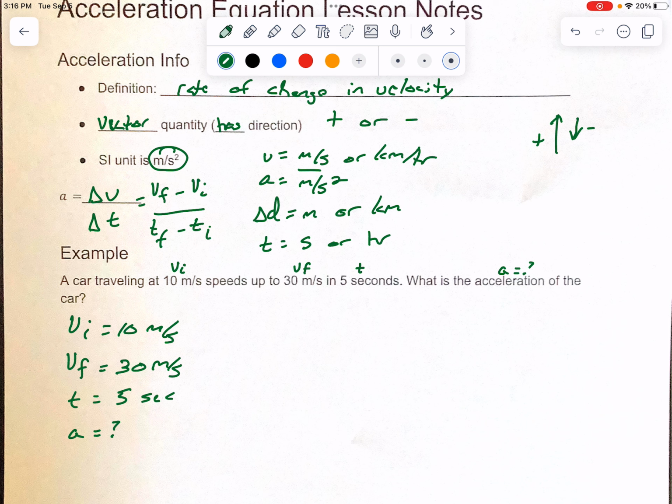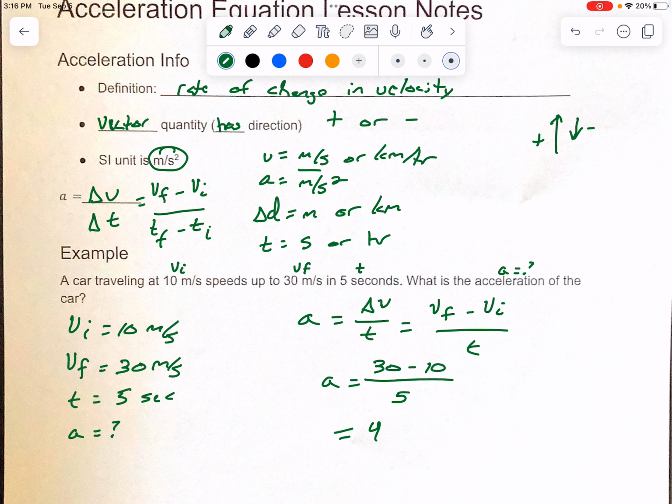So I'm looking for A, and I know acceleration is change in velocity over change in time, which is basically VF minus VI over T. So all I've got to do is plug in. A is going to be 30 minus 10 over 5. That's going to give me 20 over 5, which is going to be an acceleration of 4 meters per second squared. And that was your answer there. Nothing too crazy. It just helps to write things out, and then you just plug in and see where it goes from there.